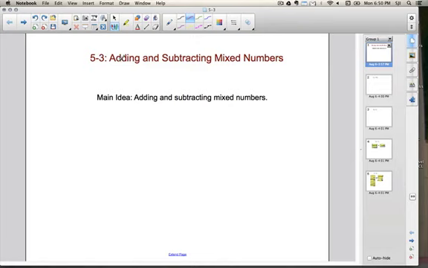Lesson 5-3, Adding and Subtracting Mixed Numbers. The main idea of this lesson is to be able to add and subtract a mixed number. And remember, a mixed number is a fraction with a whole number in front of it, like this. So this is a mixed number, so the types of problems that we're going to be doing today are adding and subtracting when we have mixed numbers like this in them.